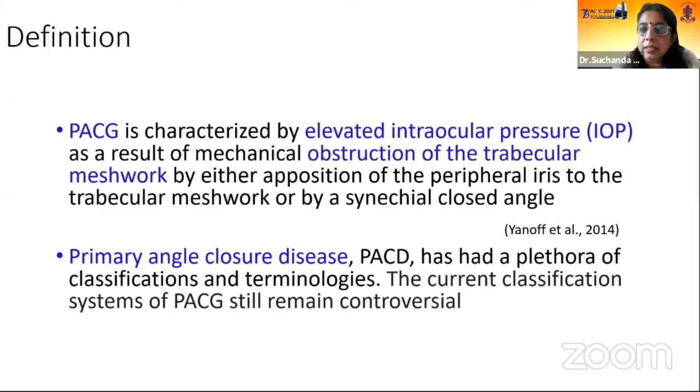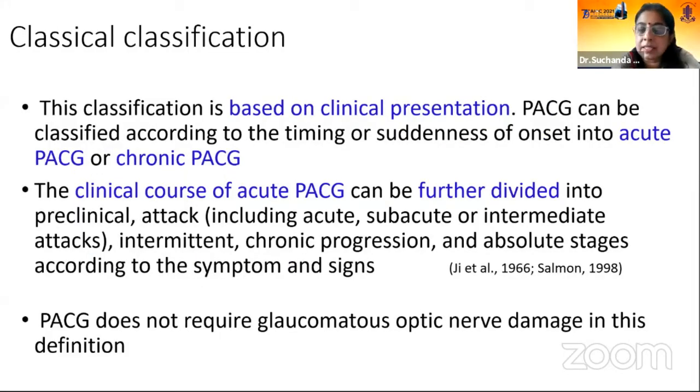Yanov et al. in 2014 described PACG as those with elevated intraocular pressure due to mechanical obstruction of the trabecular meshwork, which could be either appositional or synechial. But till date, the search for a very standardized definition of PACD is still on. There has been a plethora of classification and terminologies, and it started as early as in 1966 when Gorin et al. came forward with a classification based on clinical presentation. It was later updated by Salmon et al. And they classified the clinical course of acute PACG into preclinical attacks, acute, subacute, intermittent, chronic attacks, progressive attacks, and absolute according to signs and symptoms.